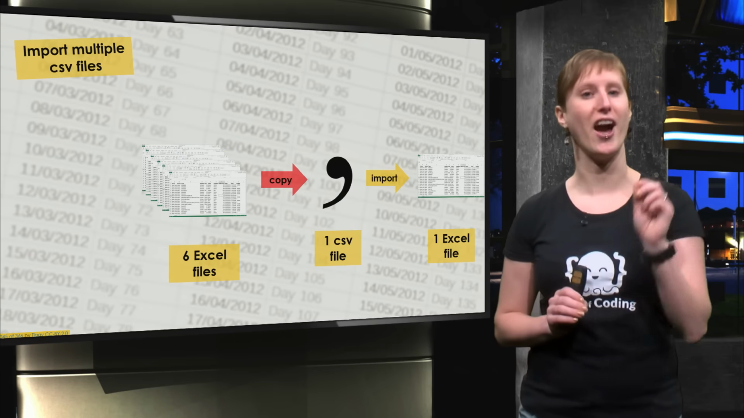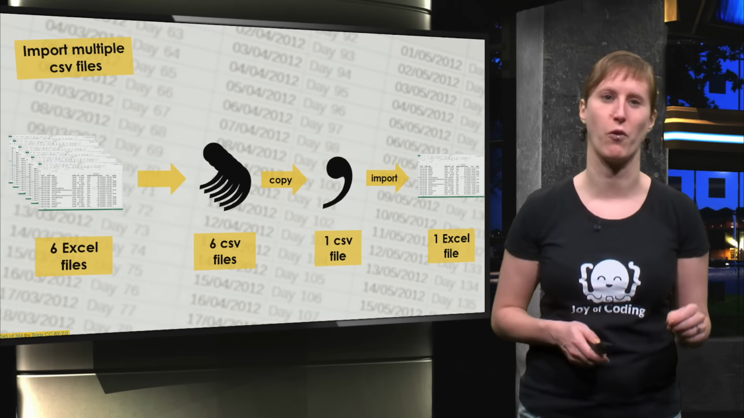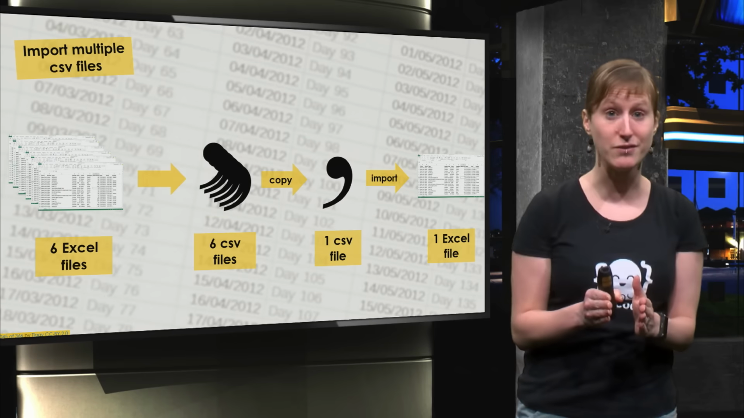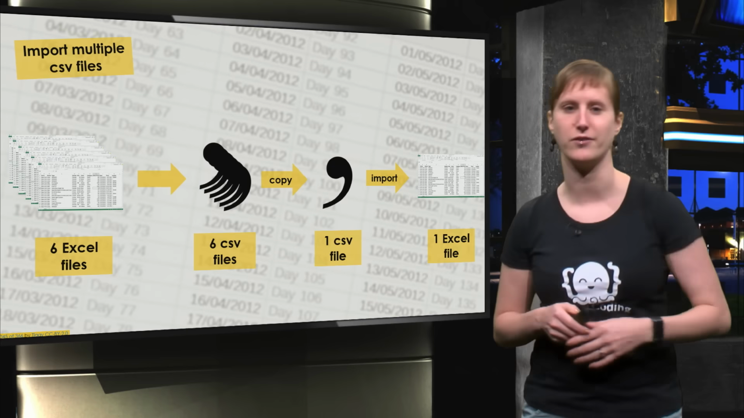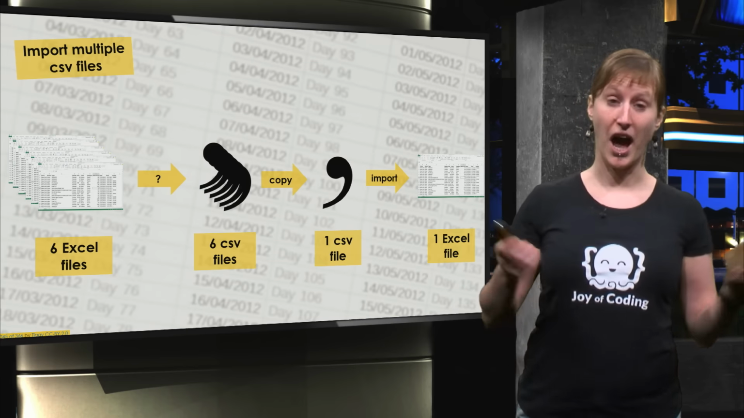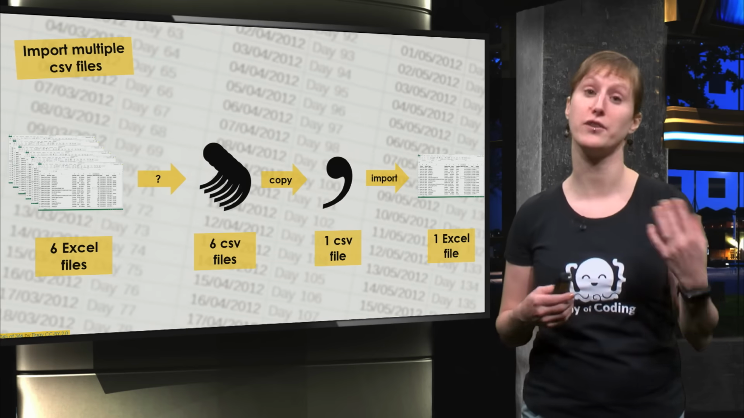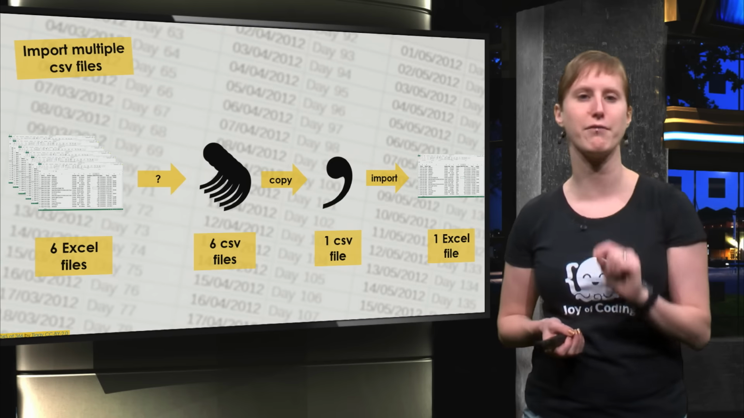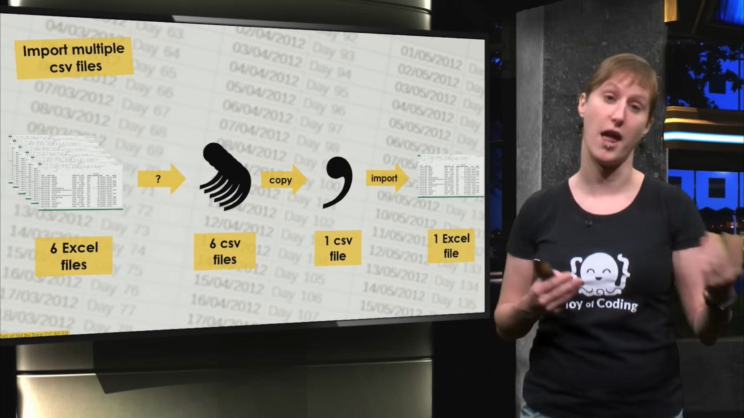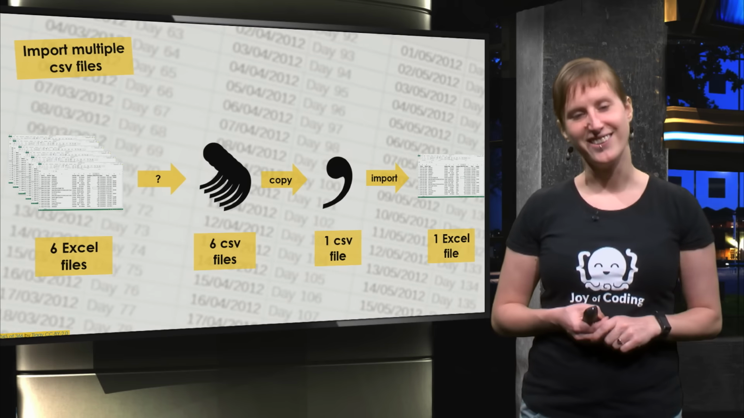So if you're still here, I assume you want to know how to transform Excel files into CSV files so that we can then use copy and import to get everything into Excel. So how to do that? Of course, as you've seen me do in previous videos, we can do it manually. We can open every file, save as CSV, and then we'll be there. But that is a lot of work.